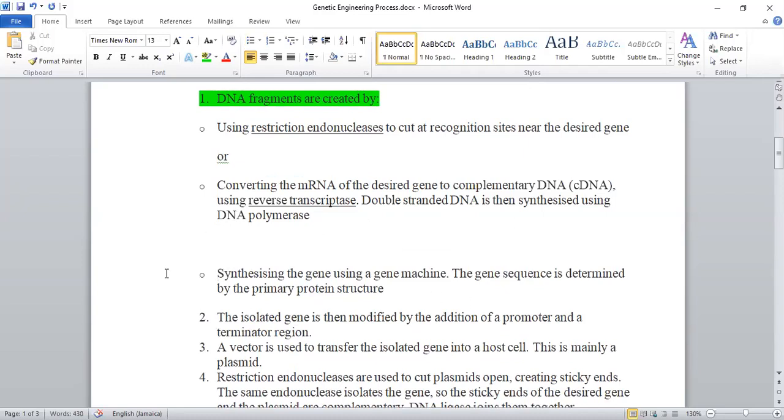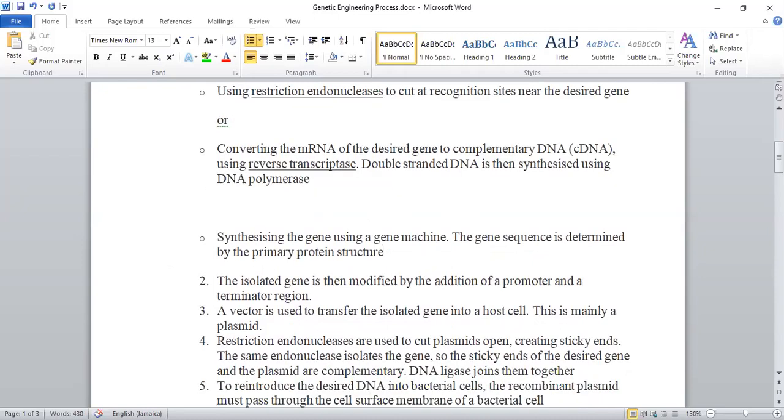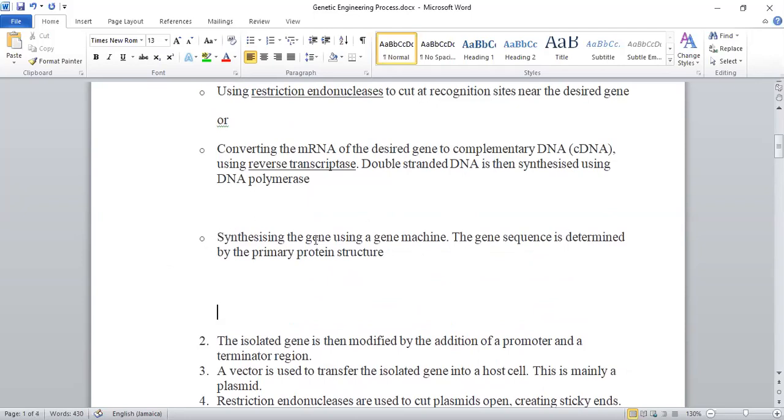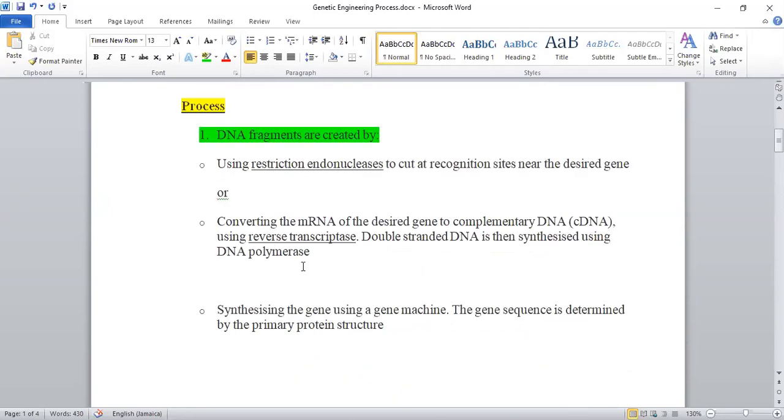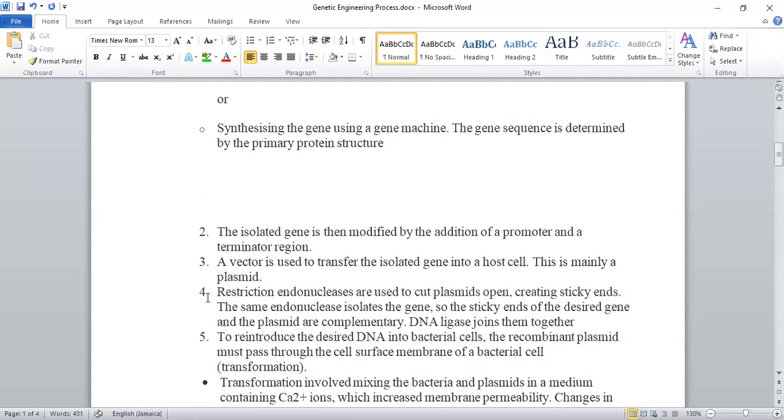So if you actually know the protein structure that you're trying to make, you can work your way back and figure out what the DNA must have looked like, because you know the code for each amino acid. So you can work your way back and say, okay, if I see this amino acid, then this must have been the DNA code. So there are several ways that you can get that piece of DNA that you want, all right? Various methods that we can use.